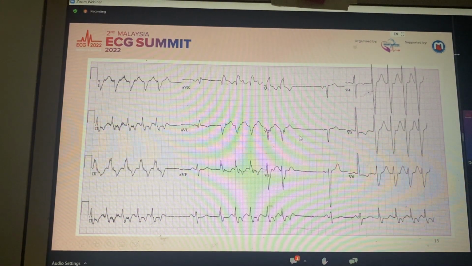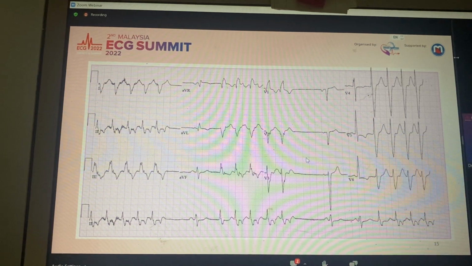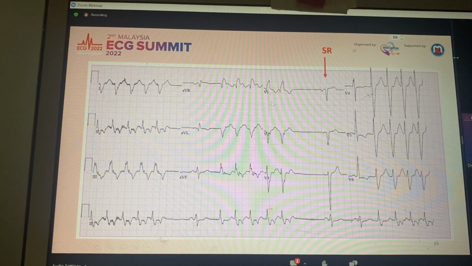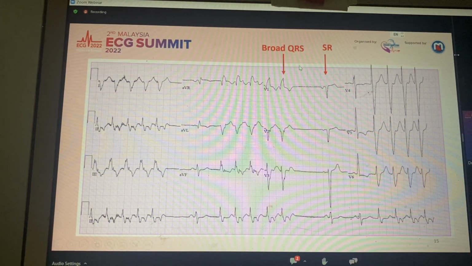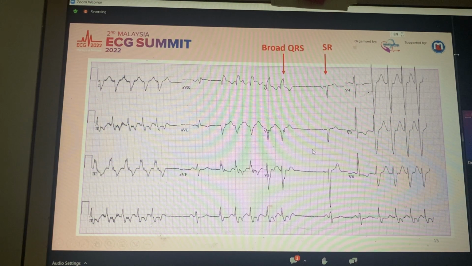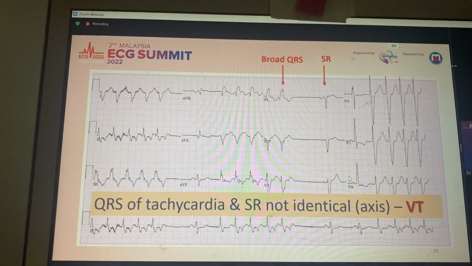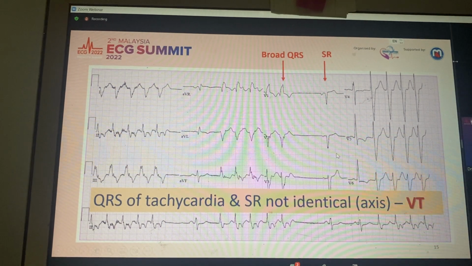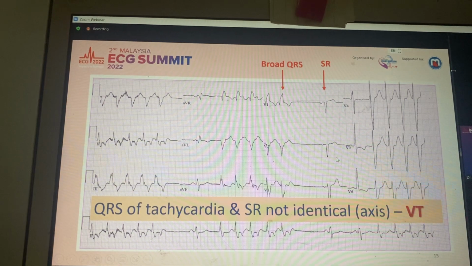Whereas this ECG, very lucky that we can see the sinus rhythm QRS and the broad complex QRS on the same strips. All right, so this points towards this patient most likely having a VT. All right, so the tachy ECG and the sinus rhythm ECG are so important for us to determine what the underlying causes are.